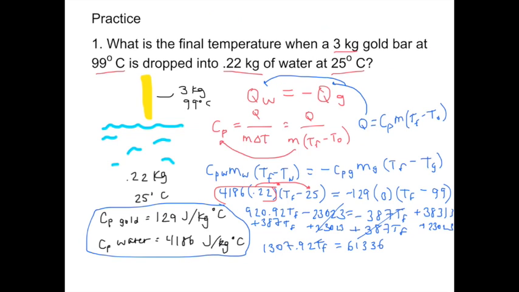61,336. I'm running out of room here a little bit, but I'll divide both sides by 1,307.92 to get T final by itself. So the final temperature of the entire system will be equal to about 46.9 degrees Celsius.